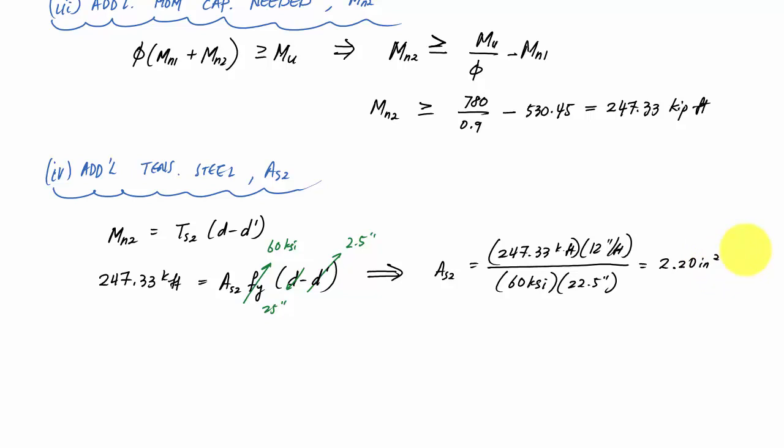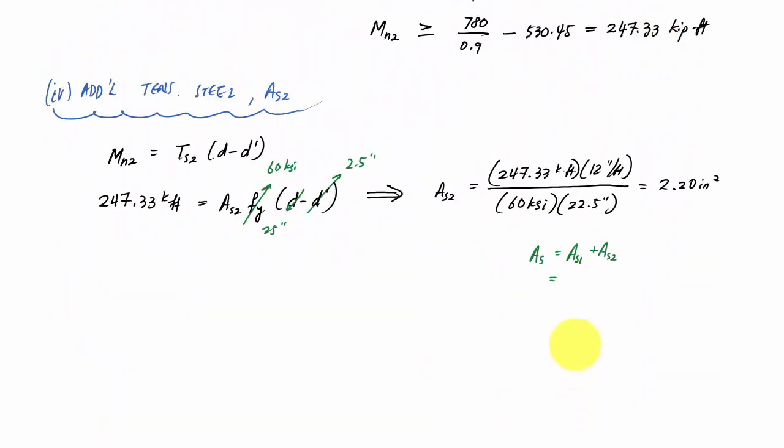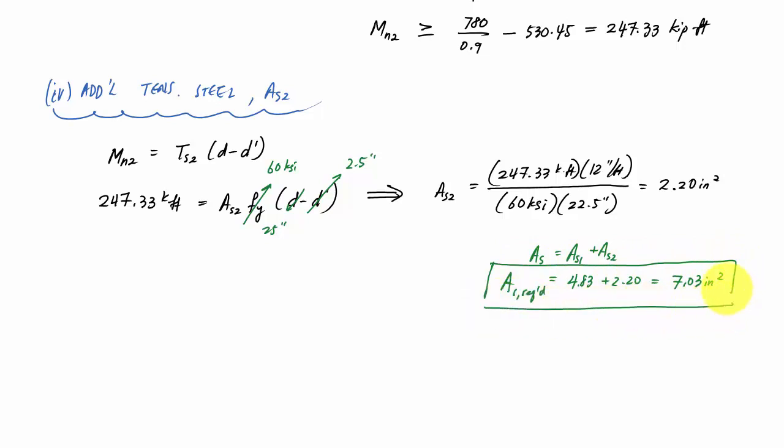So we already have an answer. This tells us that AS is equal to AS1 plus AS2, and so we said AS1 is 4.83, so 4.83 plus 2.20, and that's 7.03 inches squared. So AS, the area of steel required on the tension side, is 7.03 inches squared. Okay? That's just on the tension side.